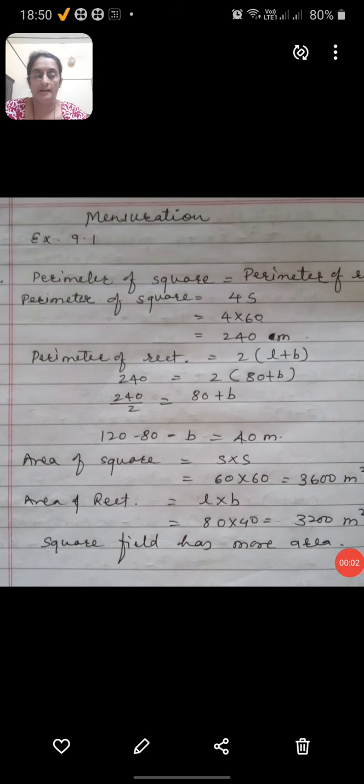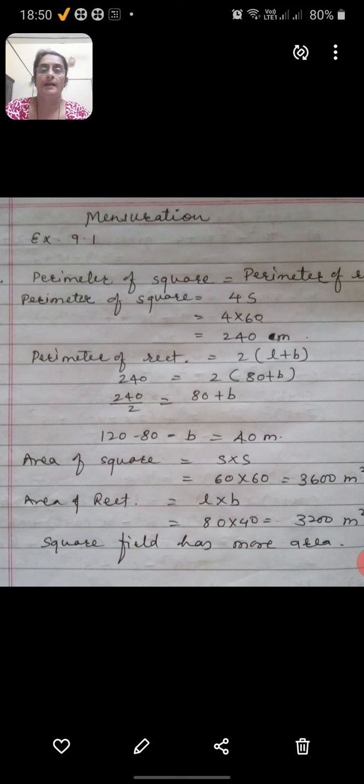Hello children, today we are going to start with the new lesson, that is mensuration. Children, in this lesson we are going to find out area and perimeter of different quadrilaterals. In the first exercise we are going to learn the perimeter and area of a square and a rectangle.